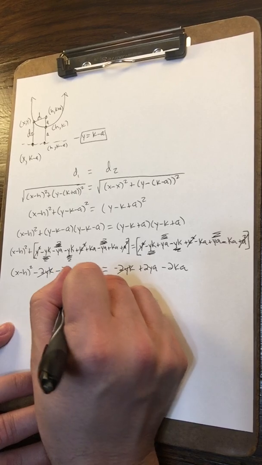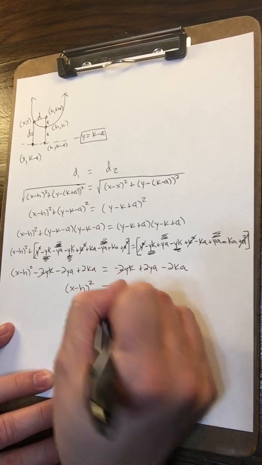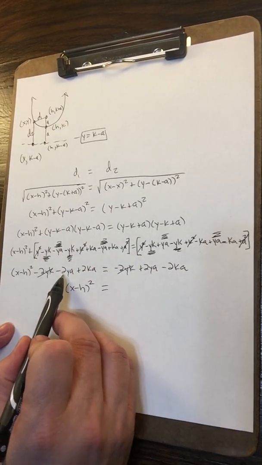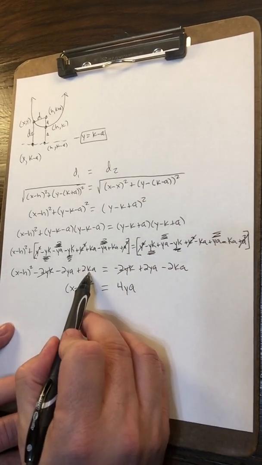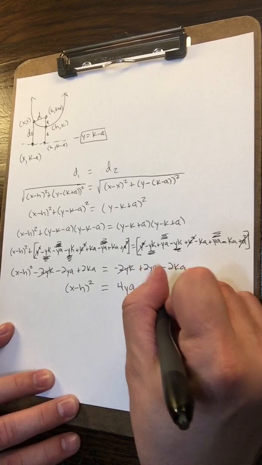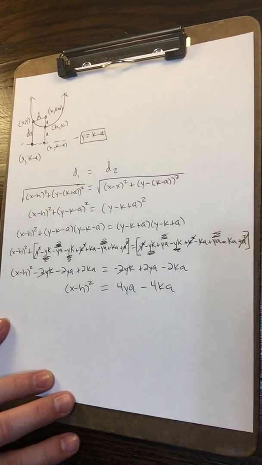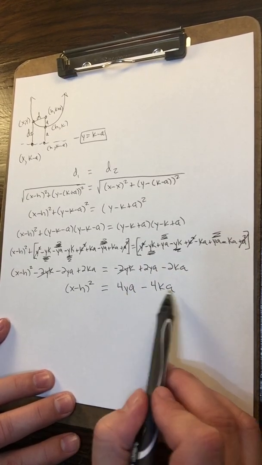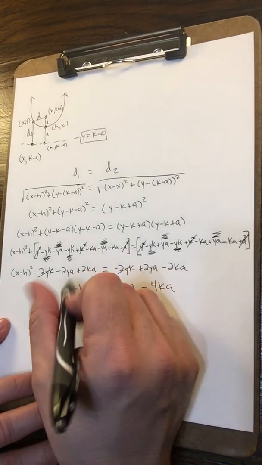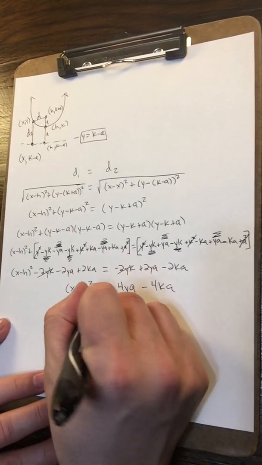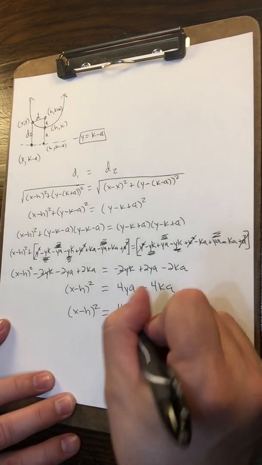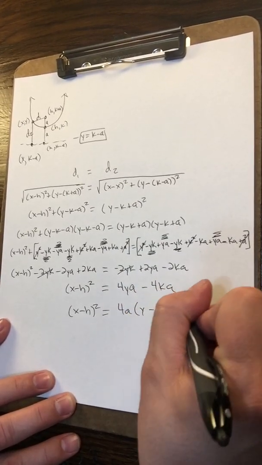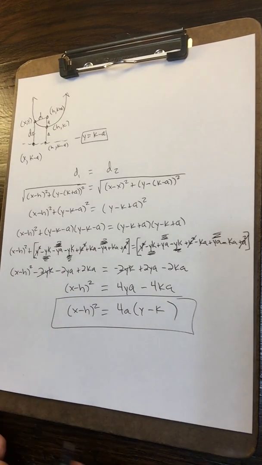So I have basically x minus h squared by itself on this side now. If I add 2ya, I get plus 4ya. And if I subtract 2ka, I have minus 4ka. These have something in common. They both have a 4 and they both have an a. So look, are you ready for this? Take a 4a out, and what are you left with? There's your equation of your parabola.